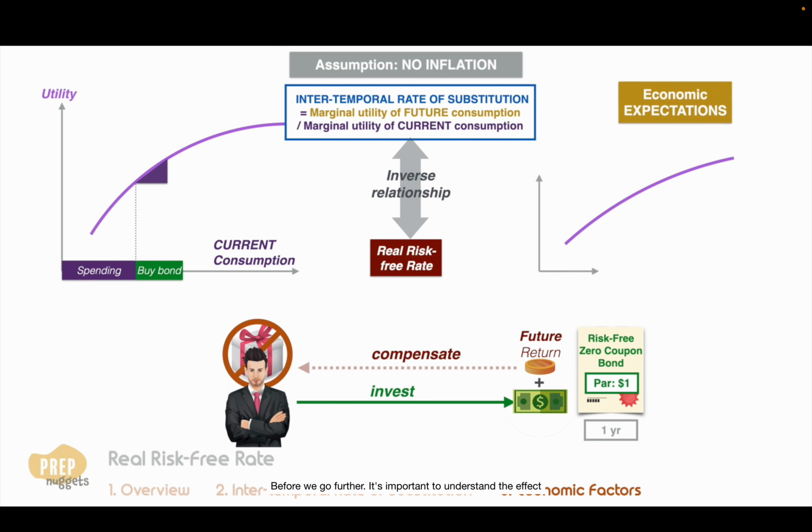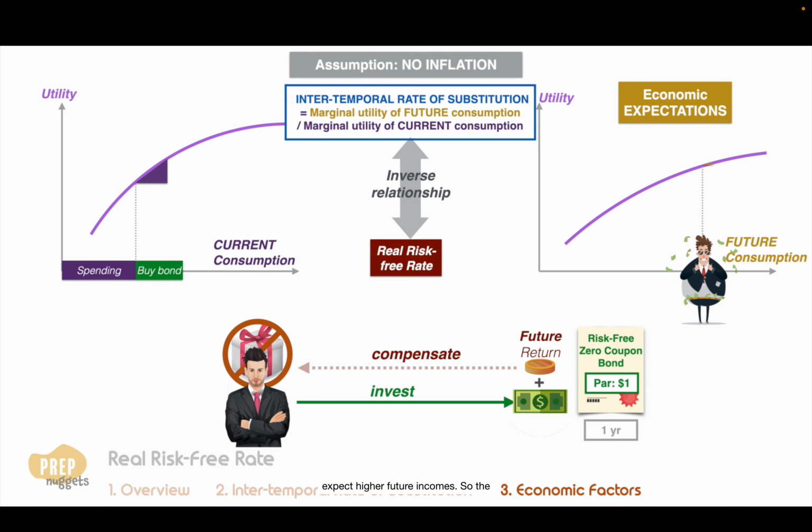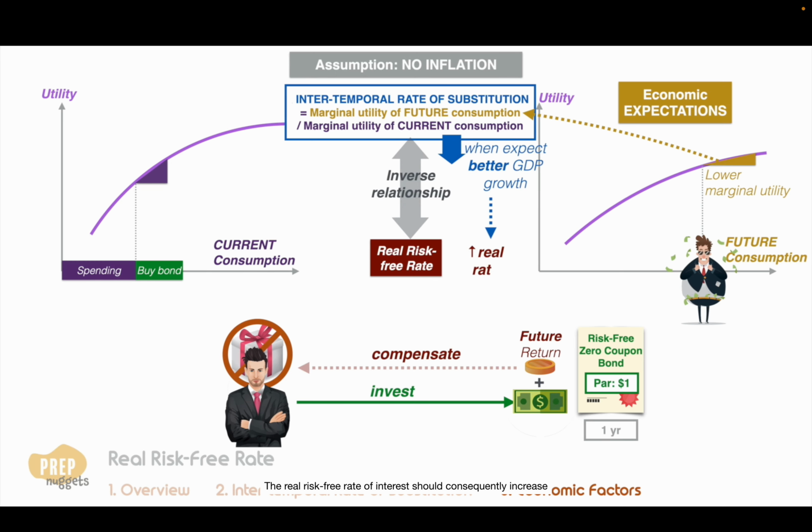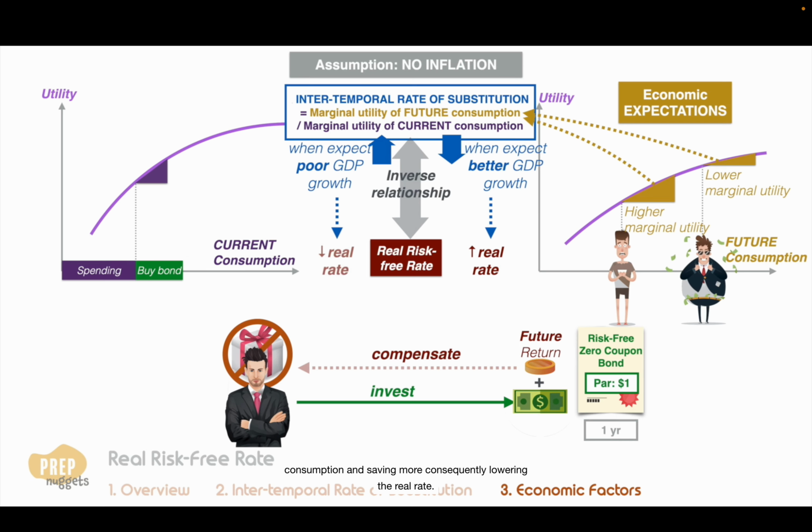Before we go further, it's important to understand the effect of economic expectations on the aggregate intertemporal rate of substitution of all market participants, and consequently the real risk-free rate. When investors expect economic growth to improve, they expect higher future incomes, so the marginal utility of future consumption decreases. The intertemporal rate of substitution decreases, meaning that people are less inclined to invest for the future. The real risk-free rate of interest should consequently increase. Conversely, investors expecting worse times ahead would prefer to increase future consumption by reducing current consumption and saving more, consequently lowering the real rate. At this juncture, remember this key point, as we're going to come back here later.